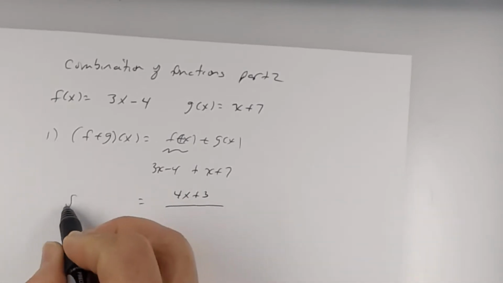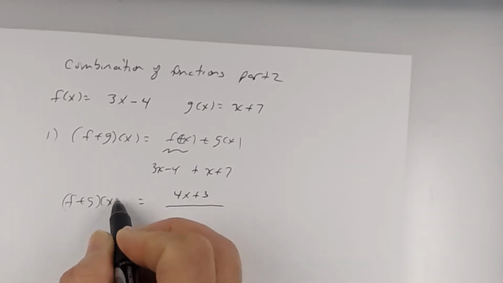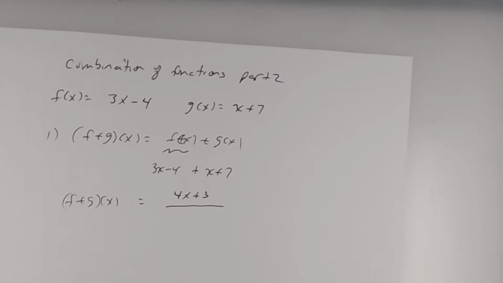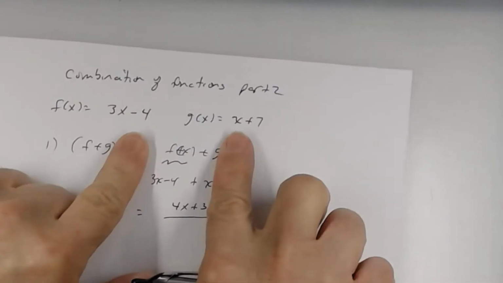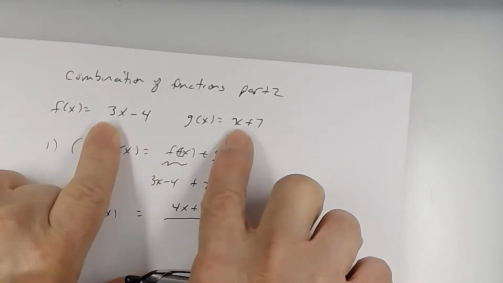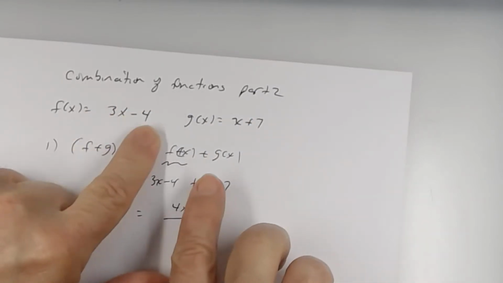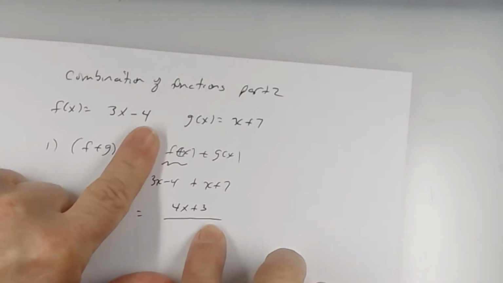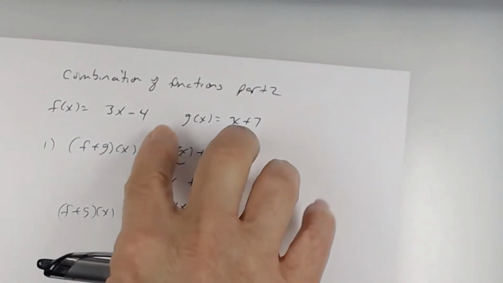So f plus g evaluated at x equals what? 4x plus 3. It kind of makes sense because what am I doing to those two functions right here? I'm adding them. You combine your like terms. 3x plus x is what? 4x. A negative 4 and a positive 7 is what? 3. But you could have done this in your head, couldn't you?